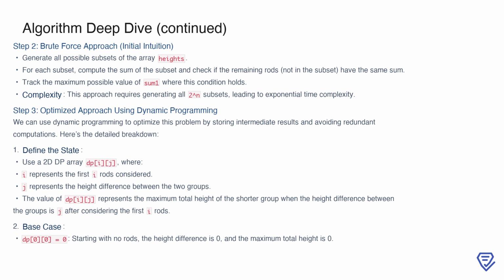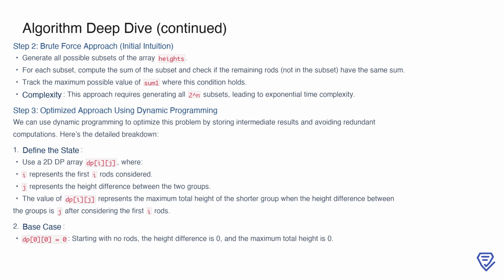However, this approach comes with a significant drawback. Generating all subsets of the array involves exponential time complexity, specifically O(2^n), which becomes infeasible for larger inputs. To overcome this inefficiency, we can use dynamic programming to optimize the solution. With dynamic programming, we store intermediate results to avoid redundant calculations.